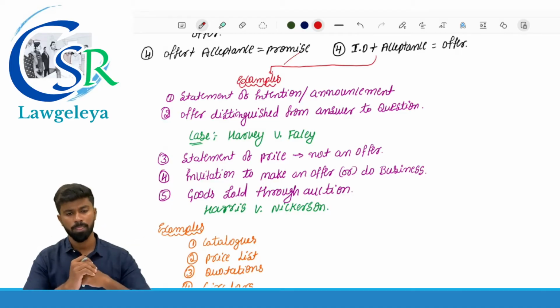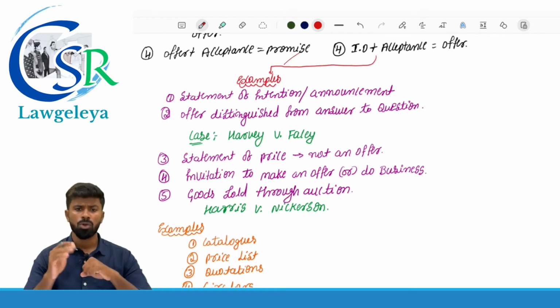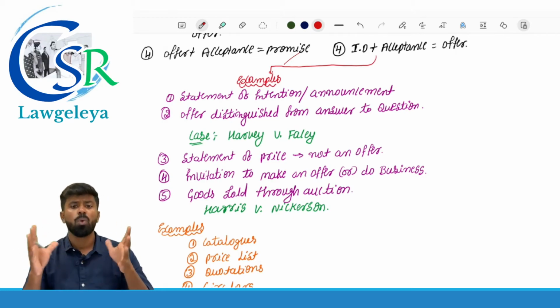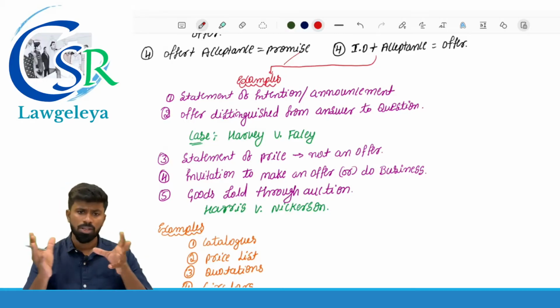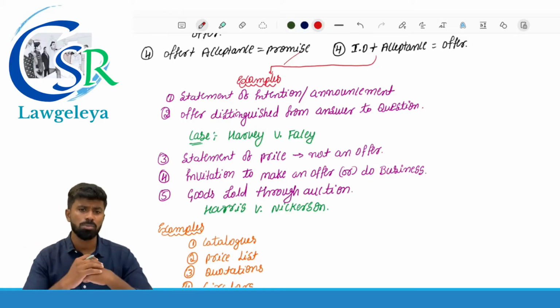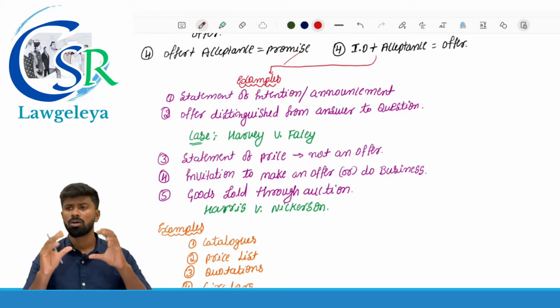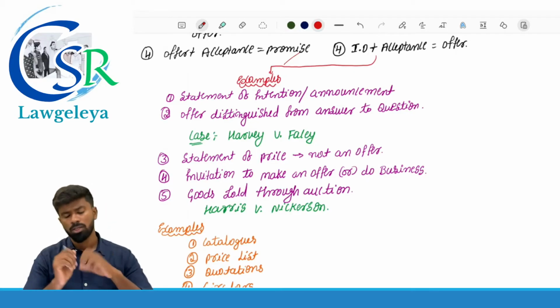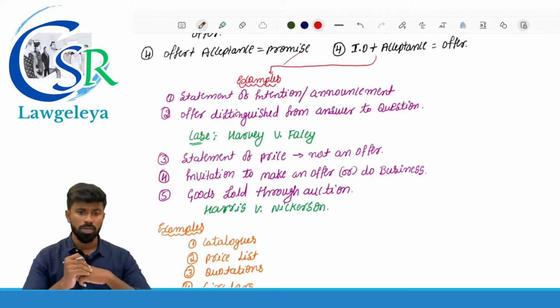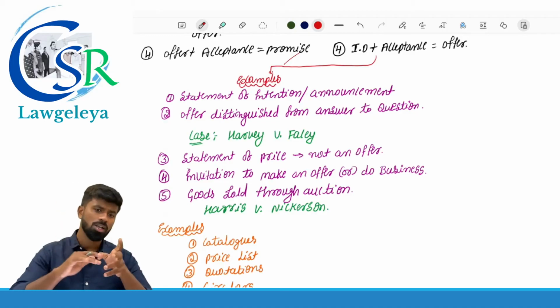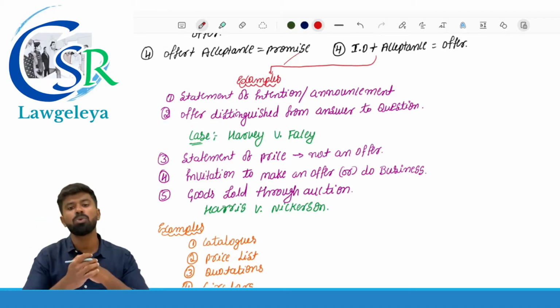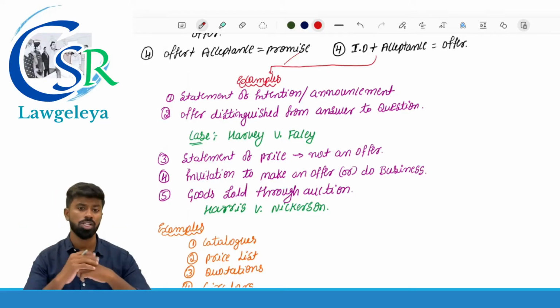Harvey versus Facey. Where what happened? A person sent a telegram asking, please state the lowest price of the Bumper Hall Pen. Telegraph the lowest price. So they sent a telegram asking will you sell your Bumper Hall Pen, and to telegraph the lowest price. Then Facey replied stating that the lowest price is some amount. For this, Harvey replied saying that we shall accept to purchase the Bumper Hall Pen at that particular stated price. But Facey refused. For this, Harvey filed a case.